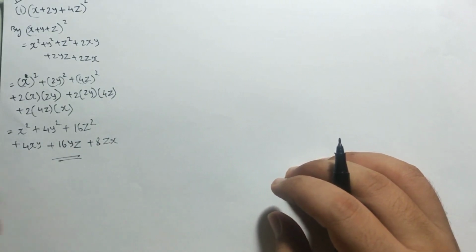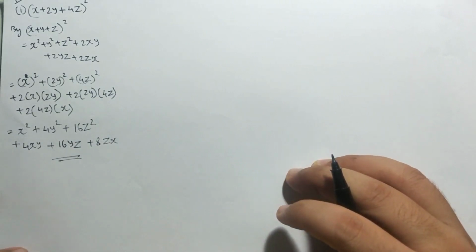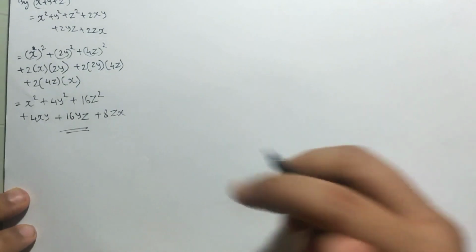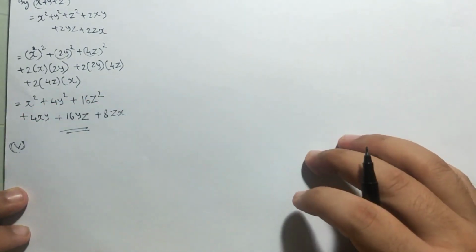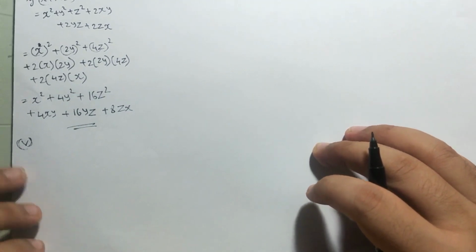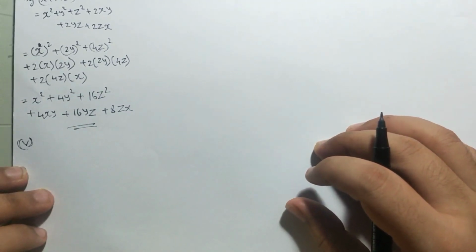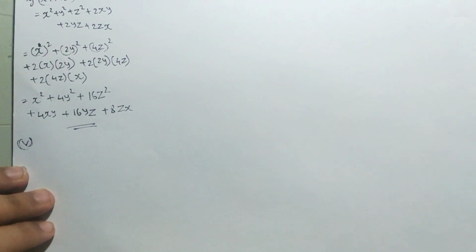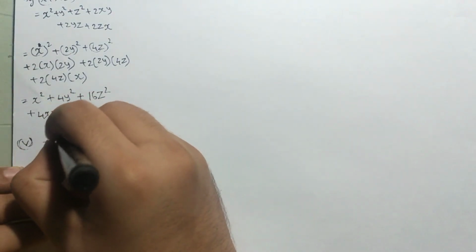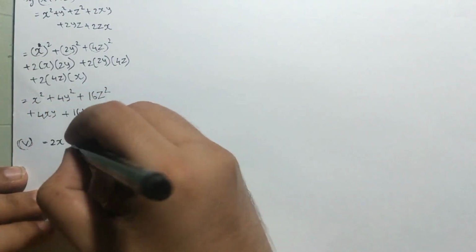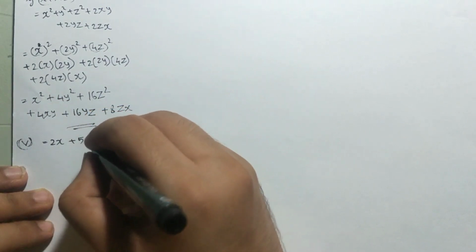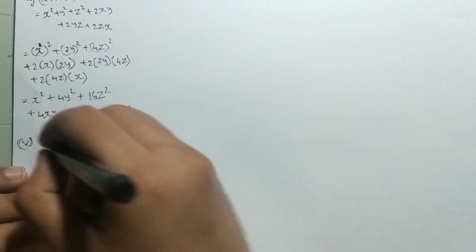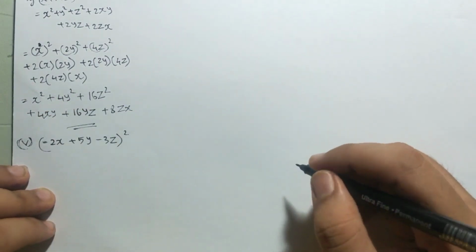I'll not be doing all of them. So let me proceed to the fifth and sixth sum of this question. Those are difficult ones, so I'm doing those. Rest you can do by yourself. You will understand the minus sign also, where to keep the minus sign. So minus 2x plus 5y minus 3z whole square.